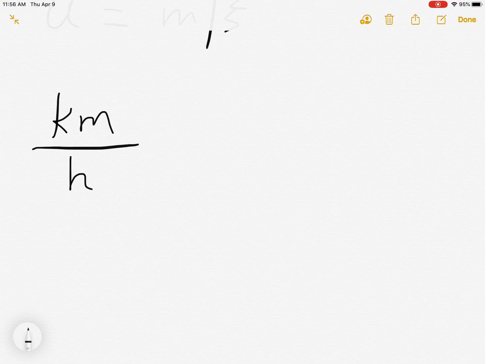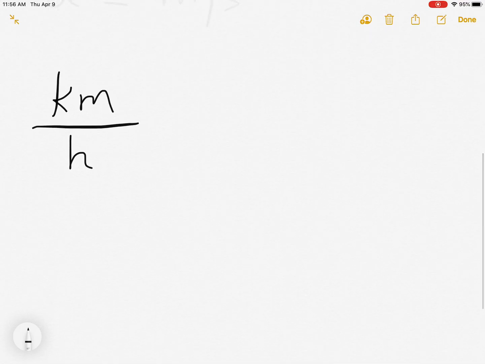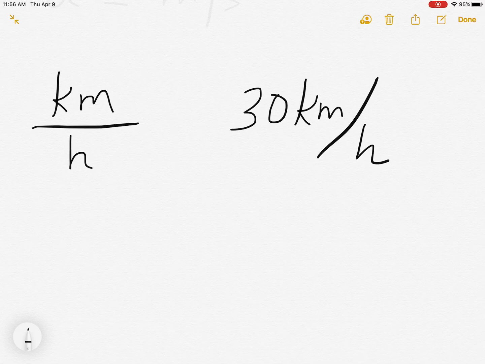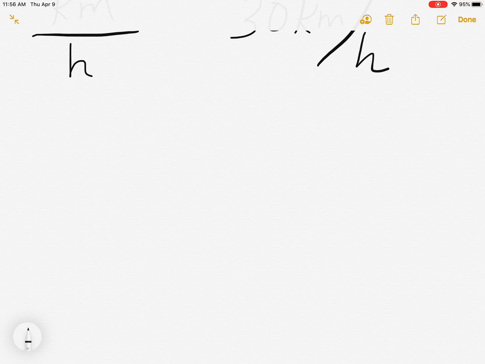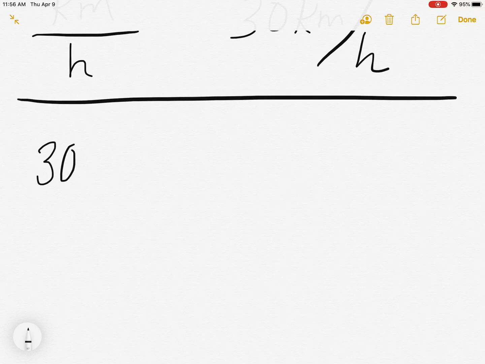You can use a unit cancellation method to determine what the factor will be, or you can figure out the factor itself and just use that factor as a multiplication or division. So I'm going to take a question. Let's say a question has 30 kilometers per hour. And we need to make that meters per second to use it as a v in our formula. Okay, so we start and we write 30 kilometers per hour as a fraction, right? Because that's what it means.